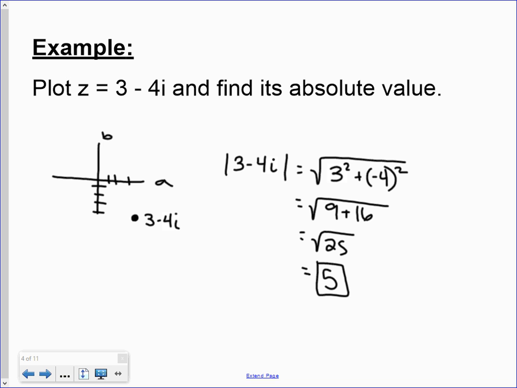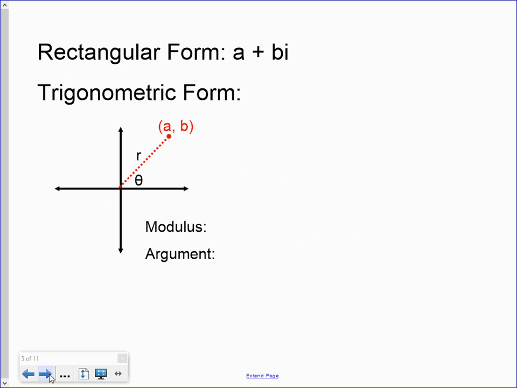Okay, excellent. So now we're going to separate from that old complex number that we knew back in Algebra 2 and used for a semester, and we're going to start talking about the trigonometric form of the absolute value. So that old form, standard form, a plus bi, is sometimes referred to as the rectangular form of a complex number.